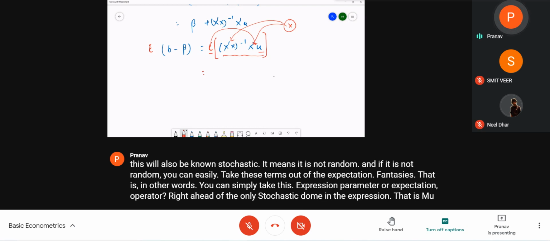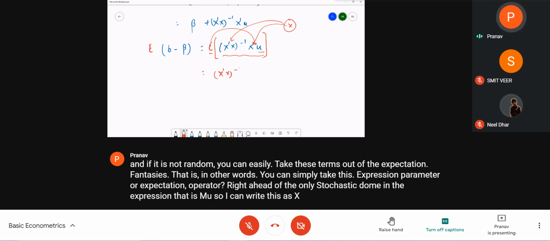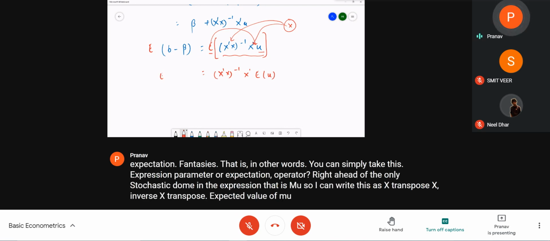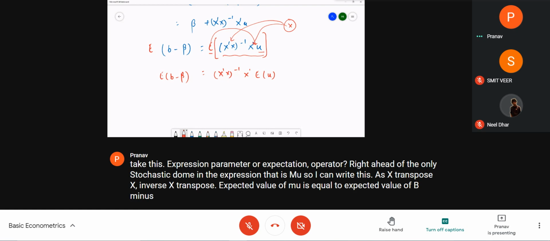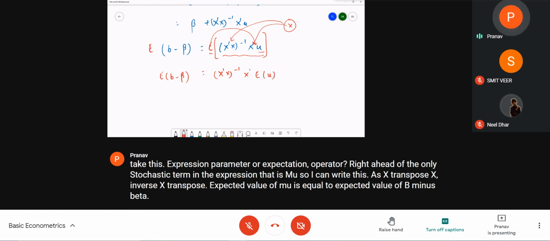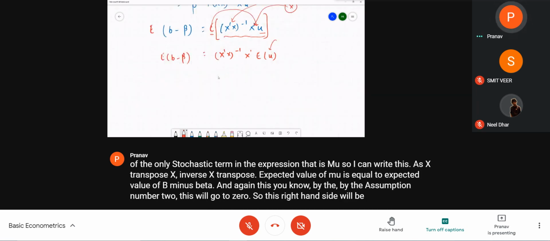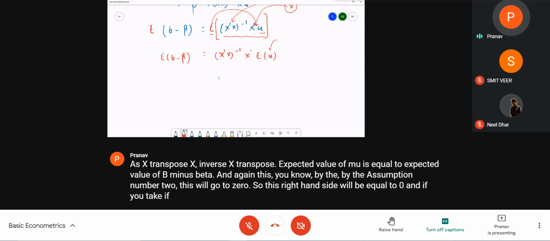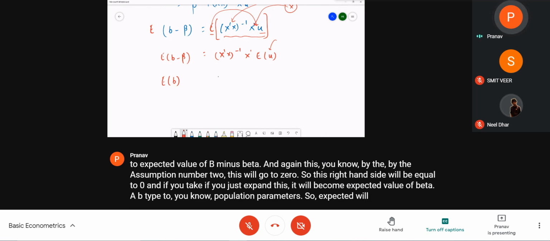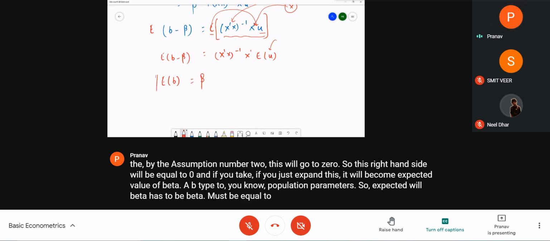So I can write this as X transpose X inverse X transpose expected value of mu is equal to expected value of B minus beta. And again, by the assumption number 2, this will go to 0. So this right hand side will be equal to 0. And if you just expand this, it will become expected value of B minus expected value of beta. Now beta is a population parameter. So expected value of beta has to be beta, must be equal to beta.